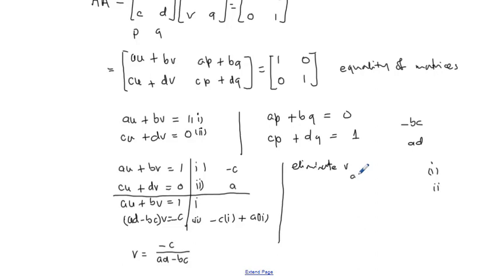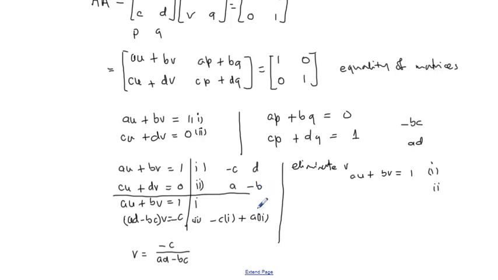We are going to multiply the first equation by d, and the second equation by minus b. Check what's going to happen here. I'm going to have here bdv, here minus bdv, 0. Do you agree with me?